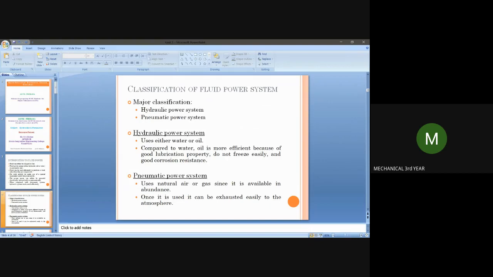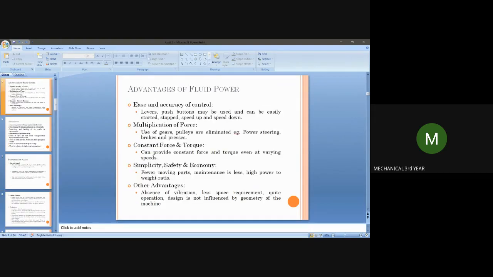So the next thing is advantages of fluid power. The first thing is ease and accuracy of control. This is the first and foremost, very important thing. Instead of using levers, push buttons, gear assemblies and so on, we can go for a hydraulic system so that we can lift a heavy load.